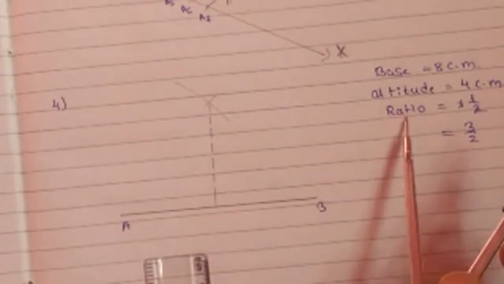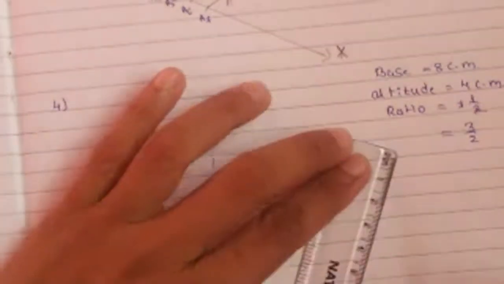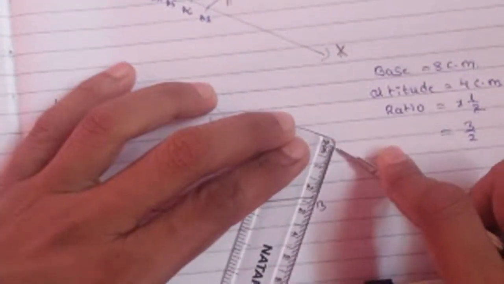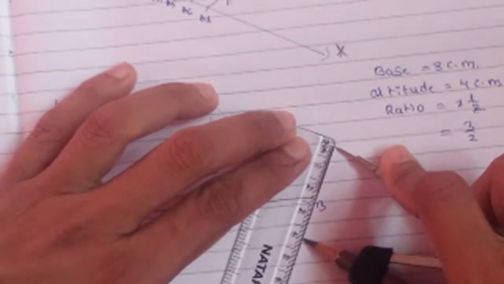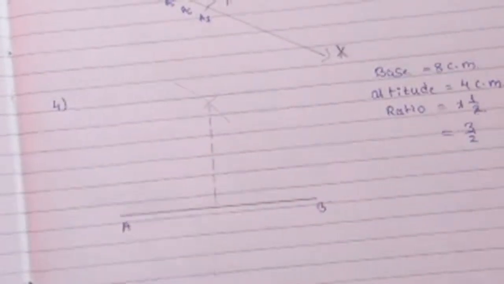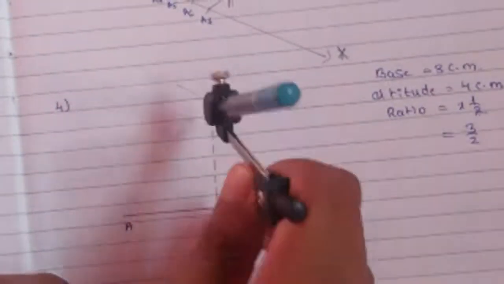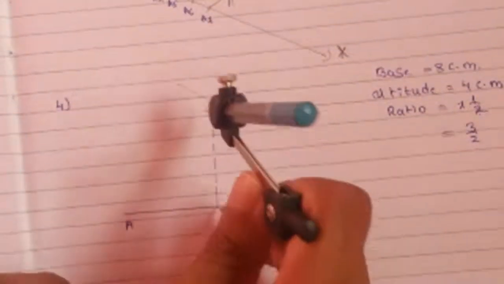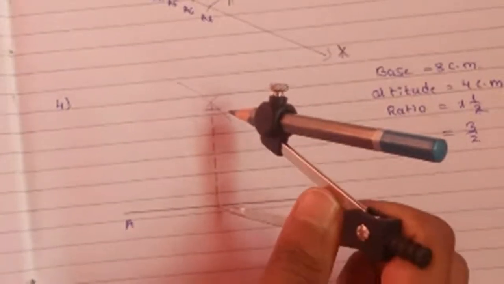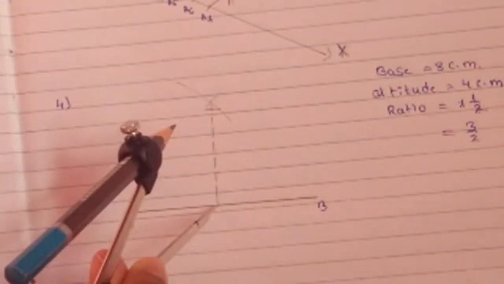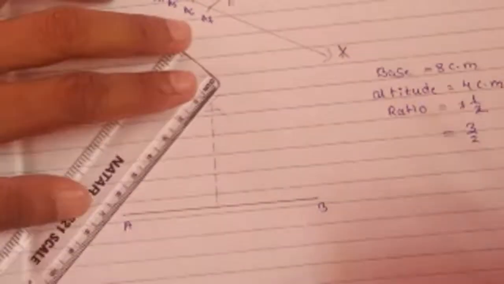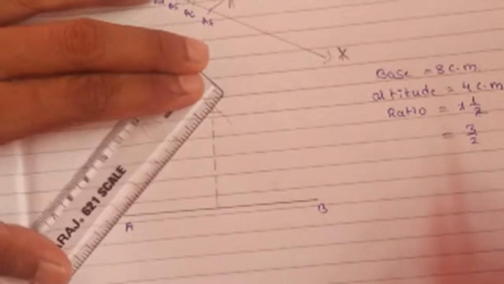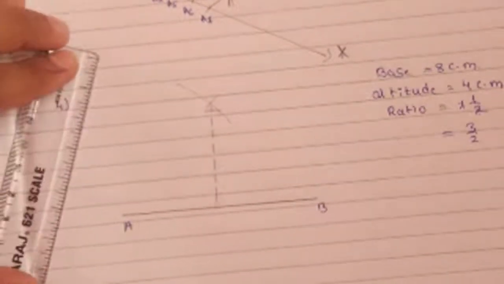Now altitude is given. Altitude is only 4 centimeter. So therefore, with the help of scale and compass, I took 4 centimeter length from this point and marked. So here from this point I marked 4 centimeter. Then I have to join this point. So I will name this point as C.